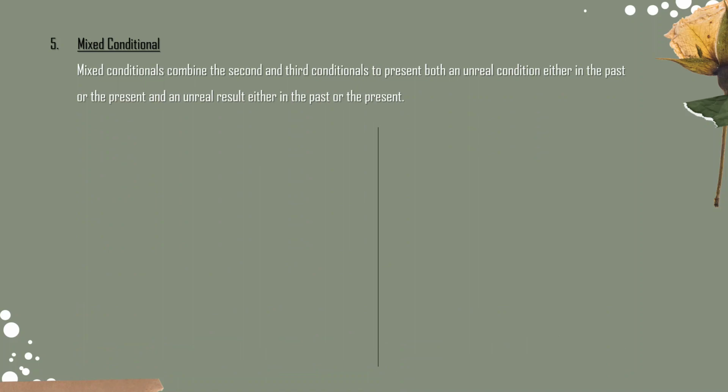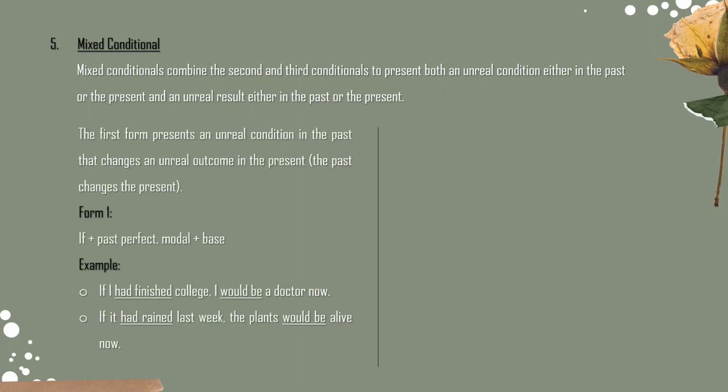And the last one is mixed conditional. Mixed conditionals combine the second and third conditionals to present both an unreal condition, either in the past or the present, and an unreal result, either in the past or the present. The first form presents an unreal condition in the past that changes an unreal outcome in the present. For the formula: if plus past perfect, comma, modal plus base. For the example, if I had finished college, I would be a doctor now. The second example, if it had rained last week, the plants would be alive now.